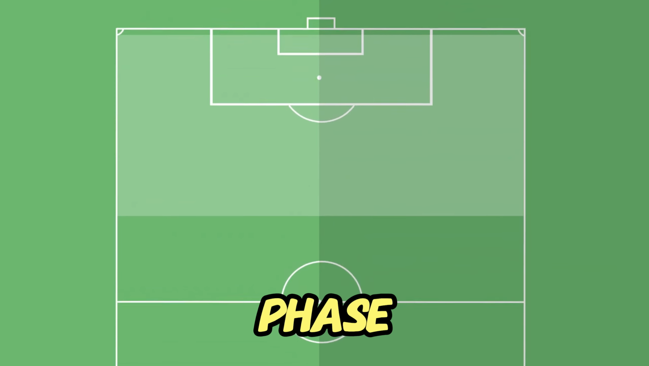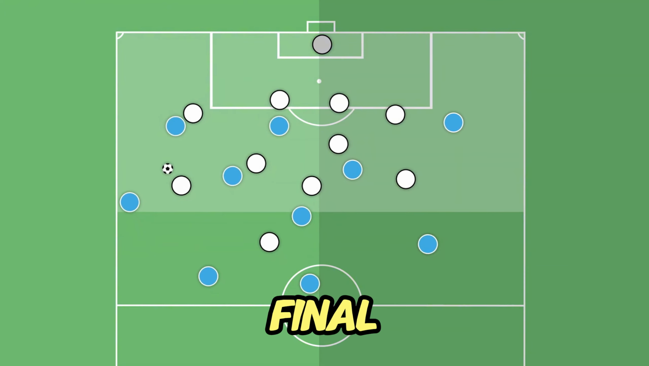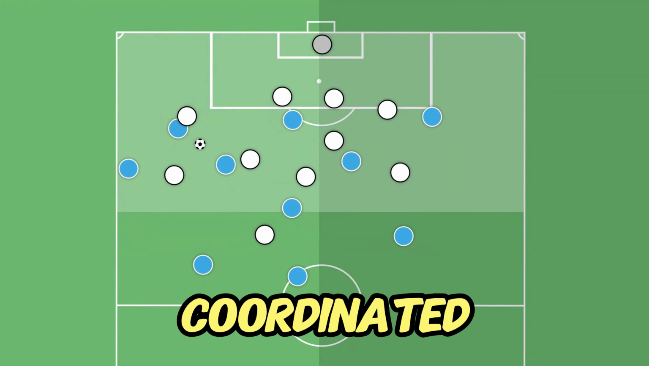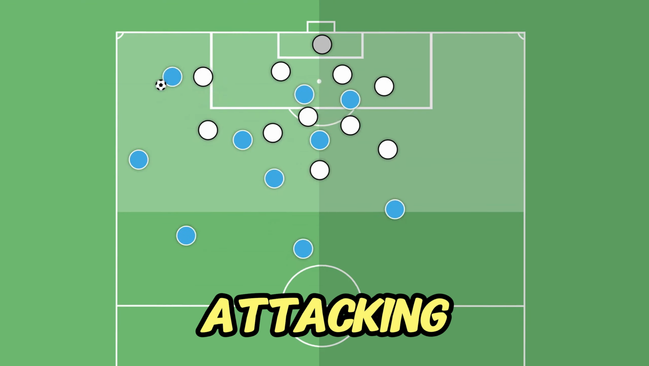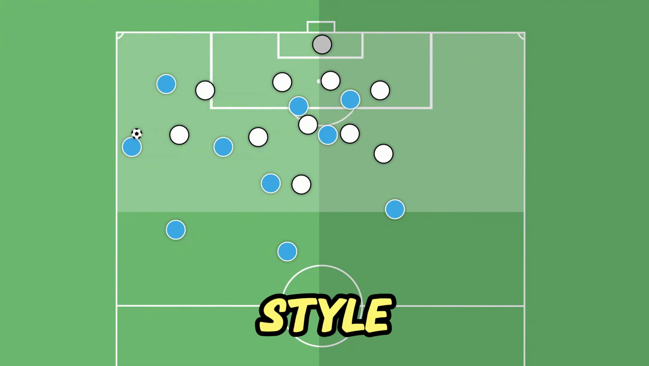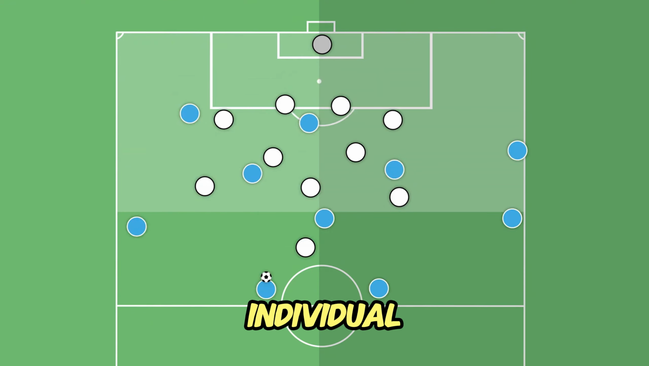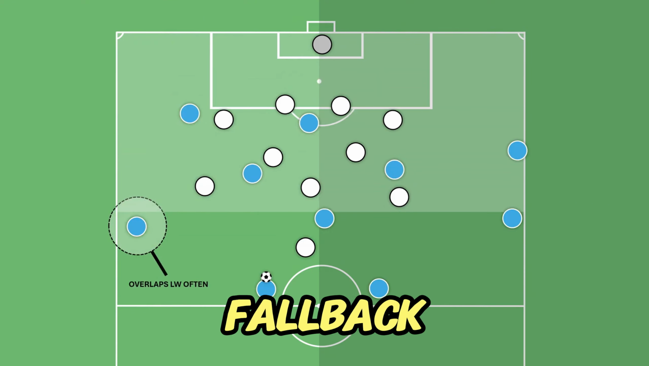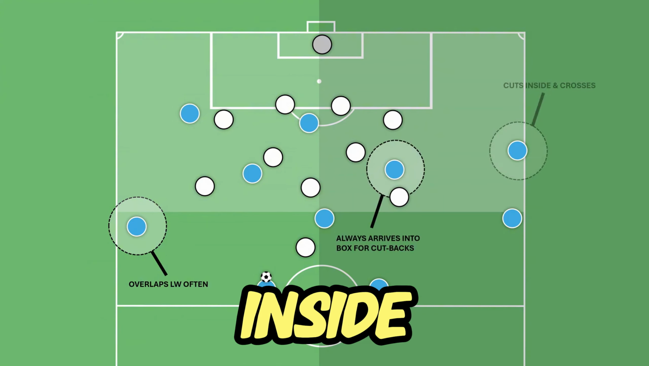In the finishing phase, where the focus shifts to generating and capitalising on goal-scoring chances in the final third, teams rely heavily on coordinated movements, quick decision-making and tactical flexibility. But attacking styles can vary, from quick and intricate combination play to a more direct style with lots of crosses and runners into the box. So identifying a team's attacking style is important, but also identifying individual traits is key. Does the fullback overlap? Does the midfielder arrive late for cutbacks, or does the winger enjoy cutting inside and crossing?